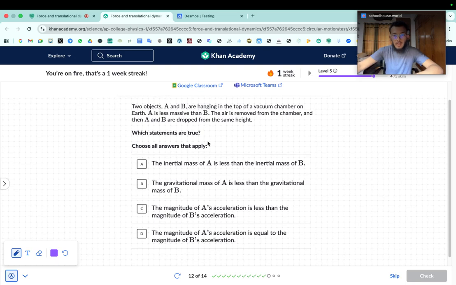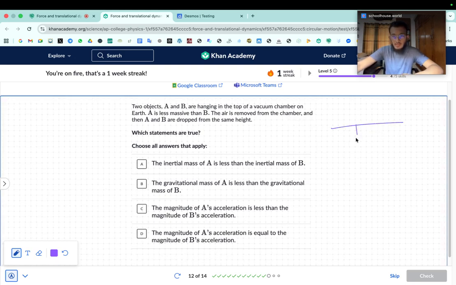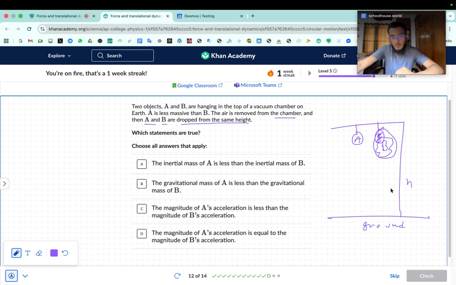Two objects A and B are hanging at the top of a vacuum chamber on Earth. A is less massive than B, so B is more massive. The air is removed from the chamber, and A and B are dropped from the same height to the ground. Now, which statements are true?